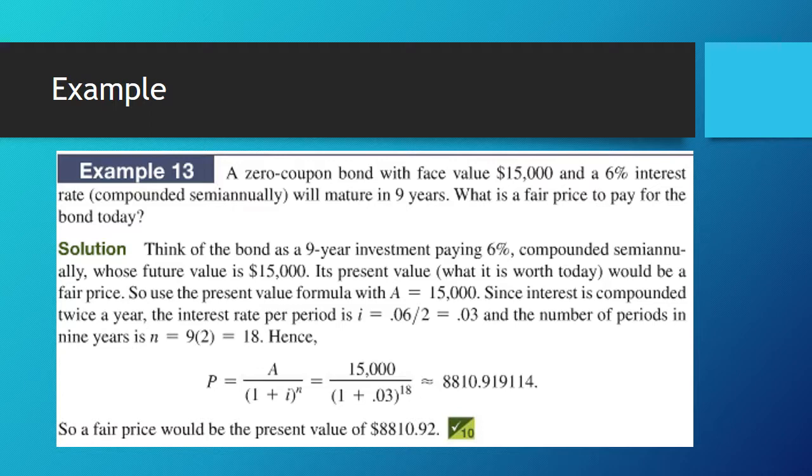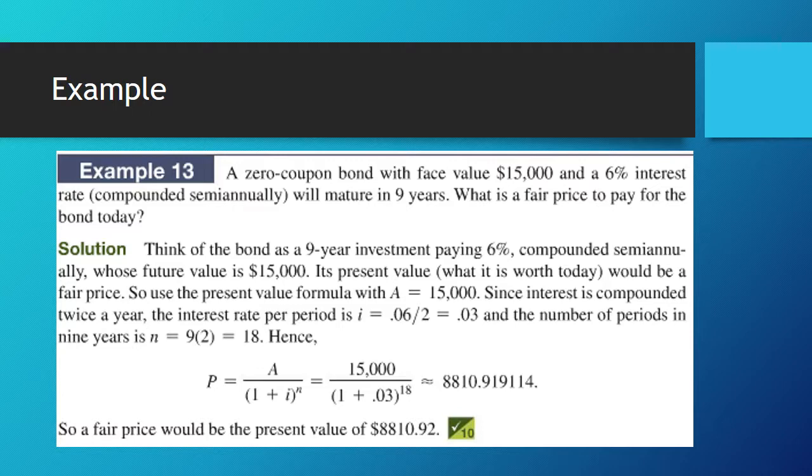All right, so putting these numbers into our formula, our future amount is $15,000, that goes on top. We have 1 plus 0.03. 0.03 is our interest rate. Why? I thought 6% was our interest rate. Well, 6% is our annual interest rate, but this is compounded semi-annually, or every 6 months. So we actually do 0.06 divided by 2, and that gives us the 0.03.